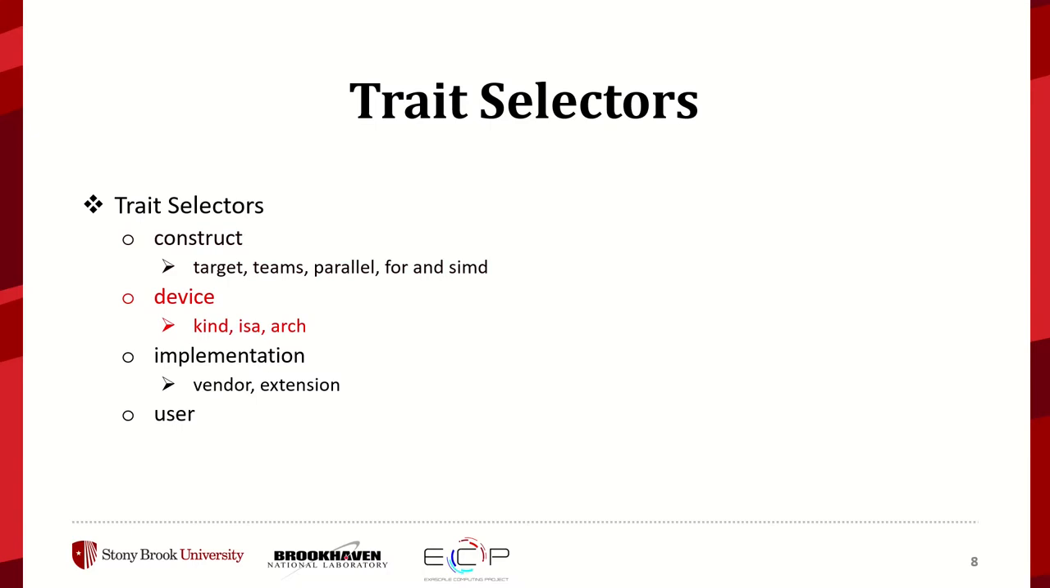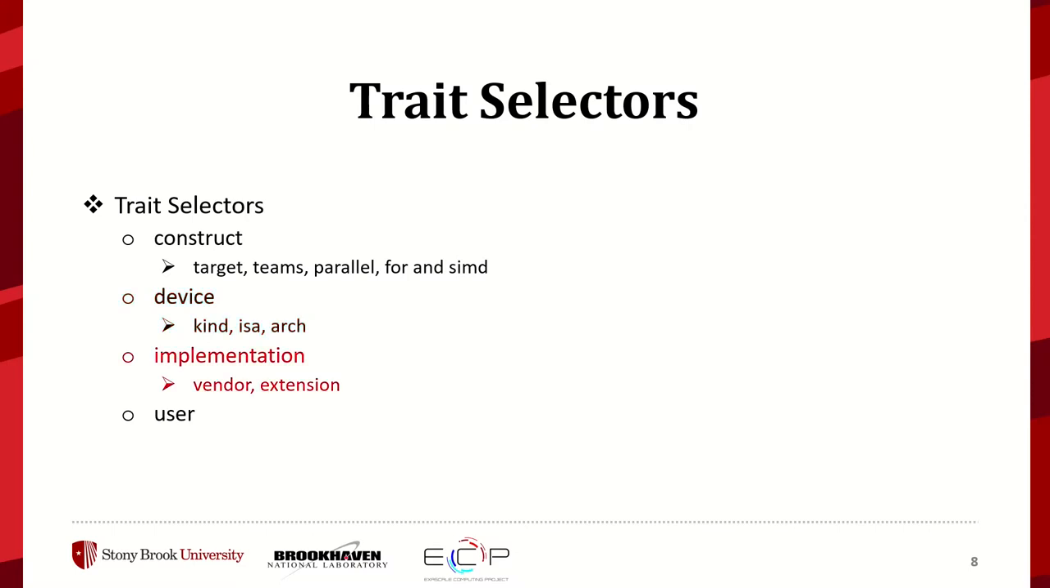The device set includes traits that define the characteristics of the device being targeted by the compiler at that point in the program. A device set can have a property such as kind, which specifies the general kind of the device, like host, nohost, CPU, GPU, FPGA, etc. The ISA property specifies the instruction set architecture, which is supported by the device and it is implementation defined. While the arch property specifies the architecture supported by the device.